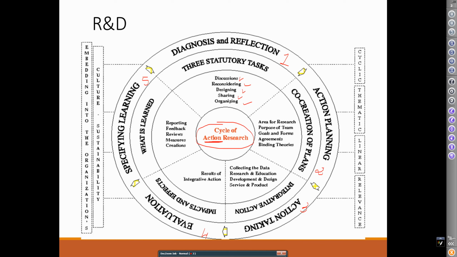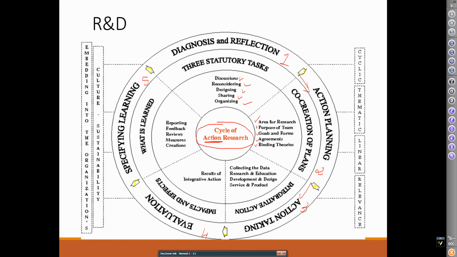If we successfully do that, we move to the co-creation of plans, the second step, action planning. So here we create the area for research, purpose of the team. So if we have a team, we have to define all the purposes or the goals of each member, or of each element of this team. Goals and forms, agreements. Agreements we may arrange with our partners, with customers, with other research centers, why not? And binding theory. So we have to define which economic theory we will use, which technology theory we will use, and which marketing theory we will use in our project.